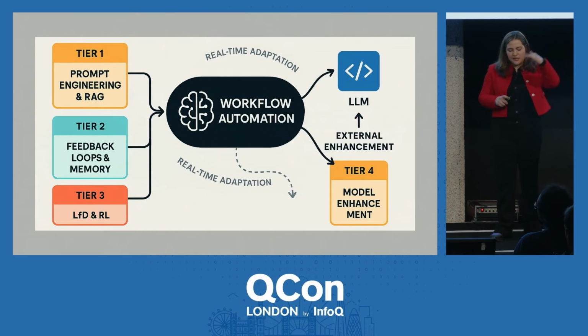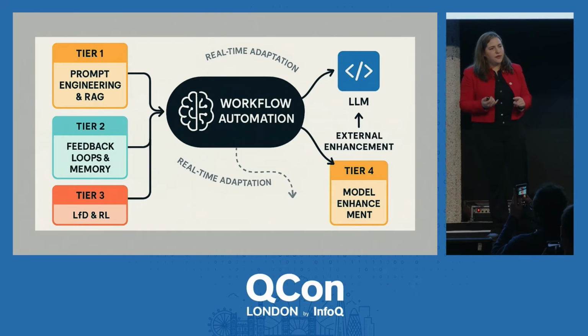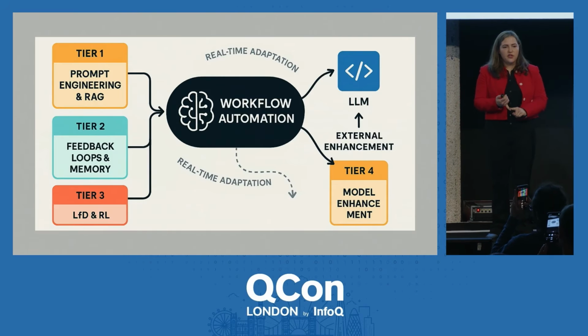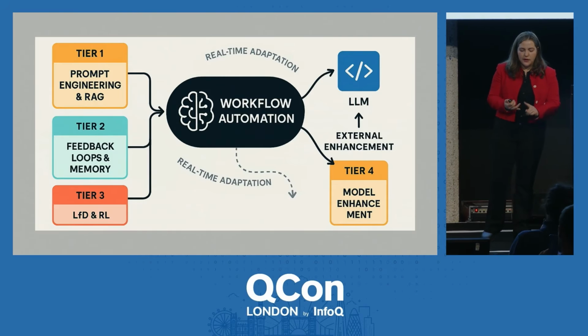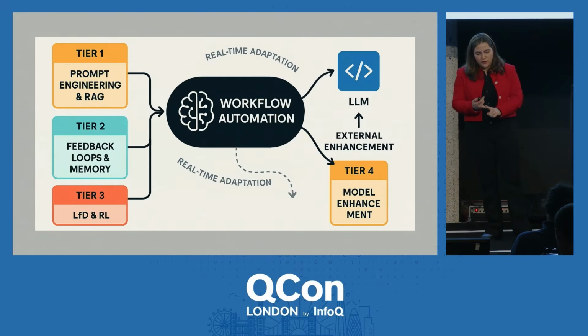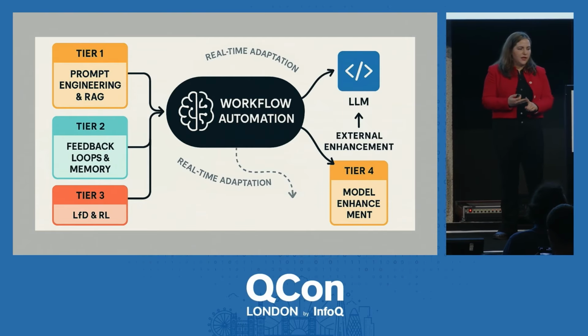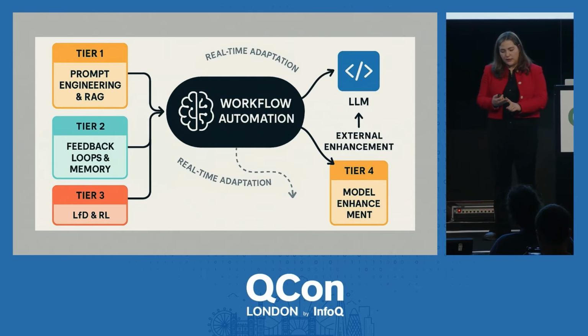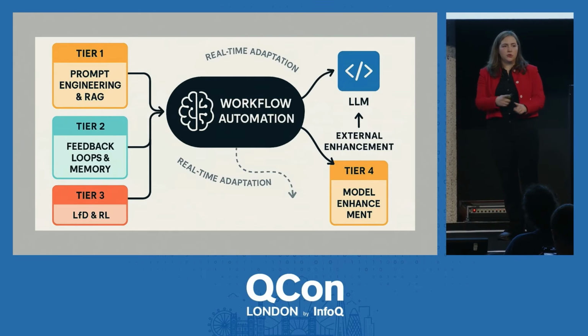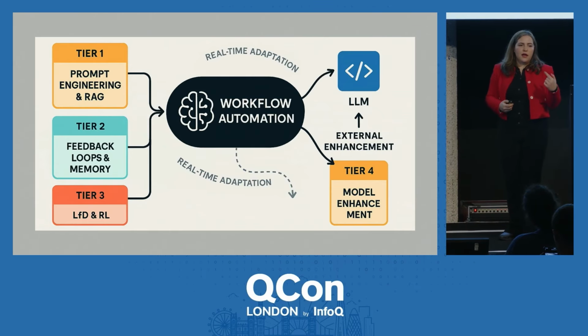And lastly, I just want to summarize all the capabilities that we have in order to improve. So we have the prompt engineering and RAG that we talked about. We talked about the agents and the workflow automation. We talked about feedback loop and memory. And we also talked about reinforcement learning and learning from demonstrations right now. All of that in order to continuously improve the model.